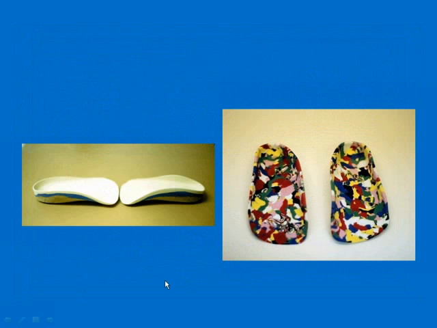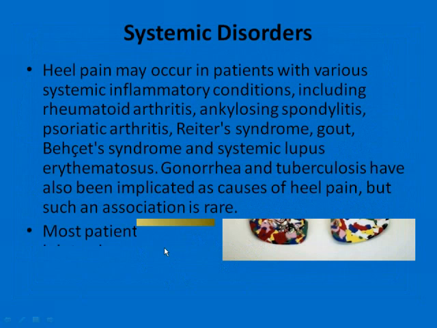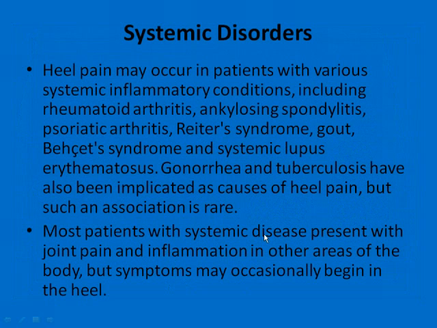polypropylene or Subortholene. When we talk about systemic disorders, heel pain may occur in patients with various systemic inflammatory conditions, including rheumatoid arthritis. They may have a nodule there, and you have to offload that nodule, either by relieving in the orthotic, cushioning, anything along that line. But understand what they're doing biomechanically.